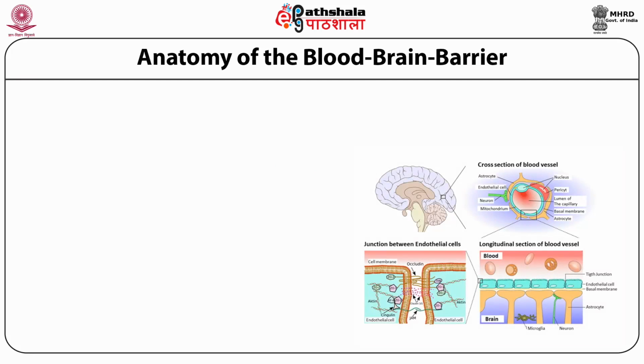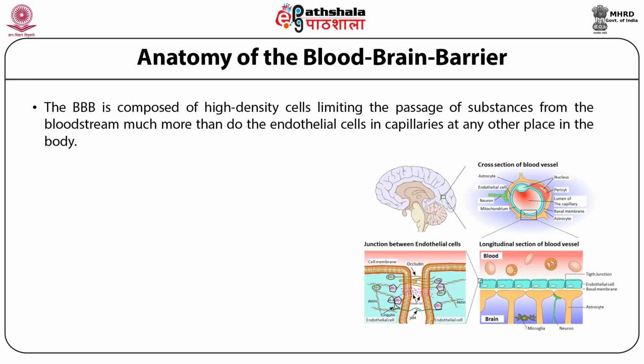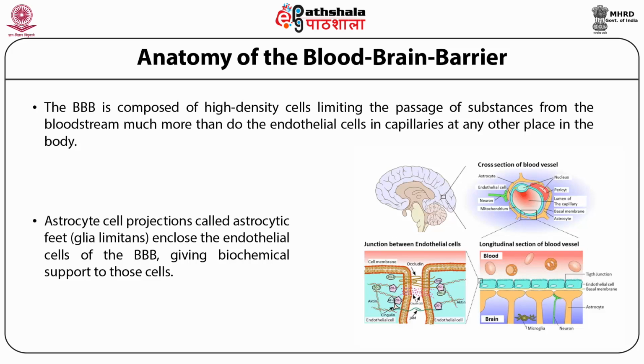Anatomy of the blood-brain barrier. The blood-brain barrier is a high-density cell lining that limits the passage of substances from the bloodstream much more than do the endothelial cells in the capillaries at any other place in the body. Astrocyte cell projections called astrocytic endfeet enclose the endothelial cells of the blood-brain barrier, giving biochemical support to these cells.